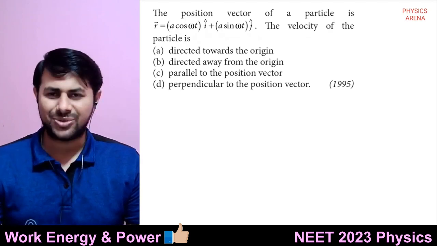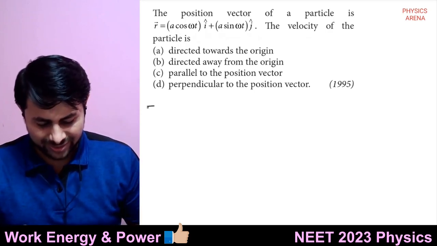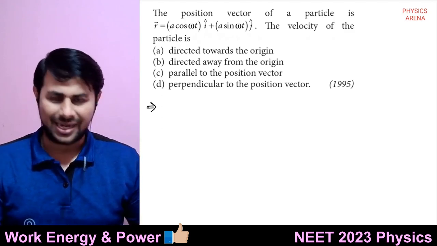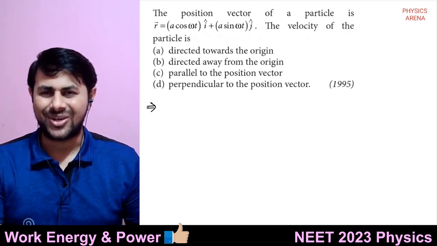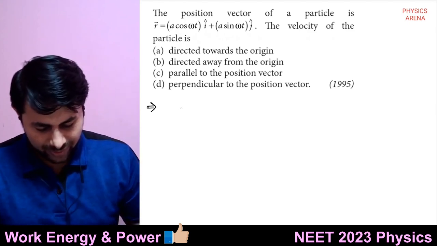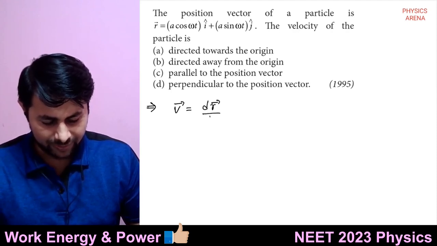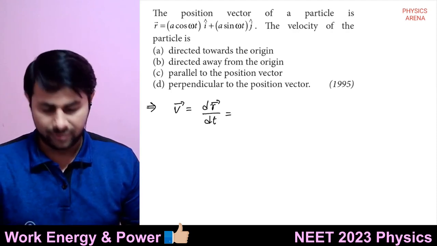Now we can solve this question in another way. This will be a difficult or lengthy way to solve it, but we are just going to solve it. How do you find velocity? It's the derivative of the position vector, dr bar by dt. So take the derivative.